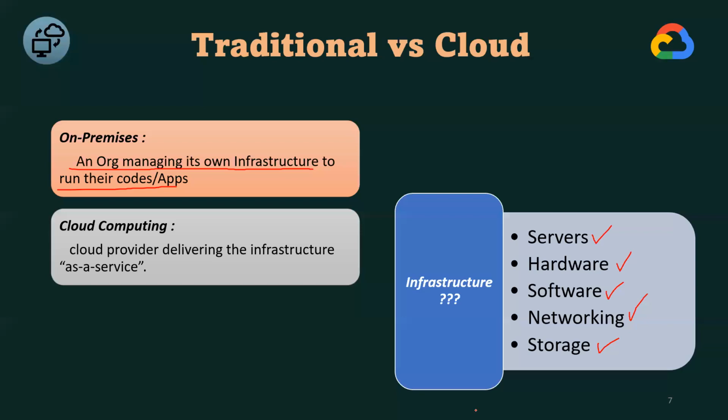Okay, in a cloud computing model, the organizations don't manage the infrastructure, because the cloud provider will deliver the infrastructure as a service to you. You will be deploying your applications on top of this infrastructure. So this is the main difference between the on-premises and cloud computing model.